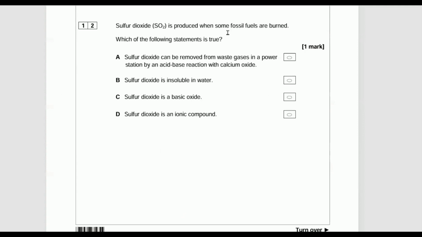Question 12. Sulfur dioxide is produced when some fossil fuels are burned. Which of the following statements is true? So we're burning fossil fuels, and we've got some sulfur dioxide coming out the top. Sulfur dioxide can be removed from waste gases in a power station by an acid-base reaction with calcium oxide. They call that little chimney the flue.